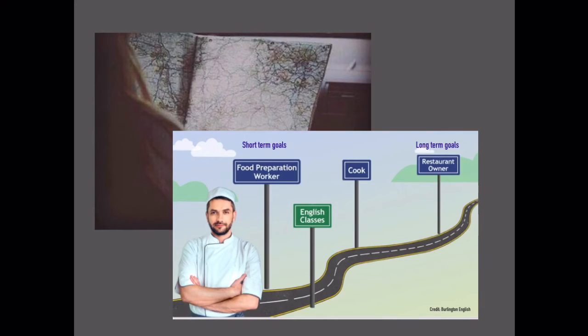Stops are like steps. Some steps are short-term goals, meaning it's close by, and others are long-term, meaning it's farther away. In this example, he is a food preparation worker. His short-term goal is to take English classes so that he can get a better job, perhaps being a cook. And as he continues to take classes, he will continue to save money and eventually reach his long-term goal of being a restaurant owner.